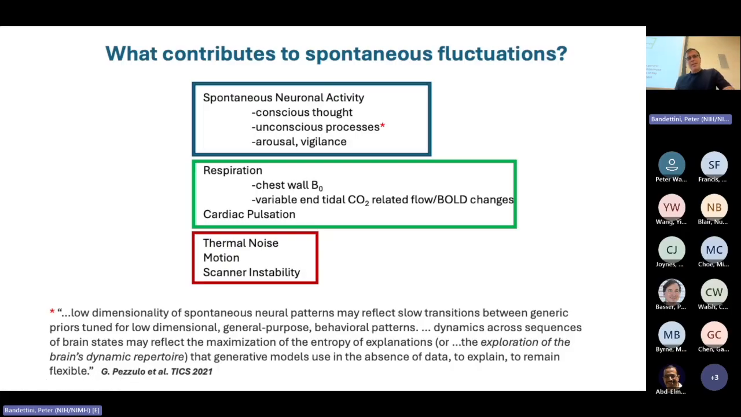Okay, so now we have an interesting story here. We have time series fluctuations that are due to thermal noise, motion, and scanner instability. They're less interesting. And then you have time series variability that's due to breathing changes, which I didn't really get into, variable end tidal CO2, things like that, and cardiac pulsation. Then you have the interesting spontaneous fluctuations, at around 0.2 hertz or lower, that are due to underlying neural activity and conscious thought, unconscious processes, and neurological vigilance.